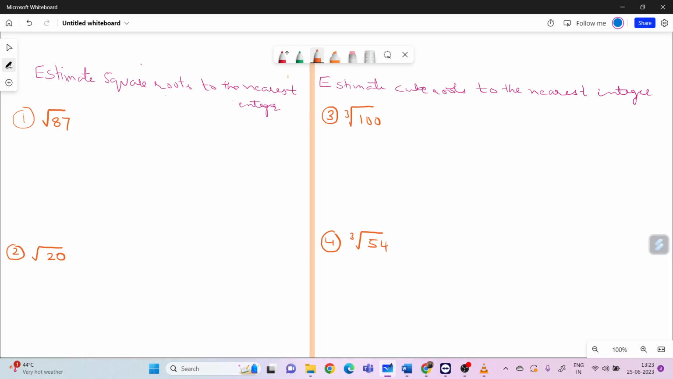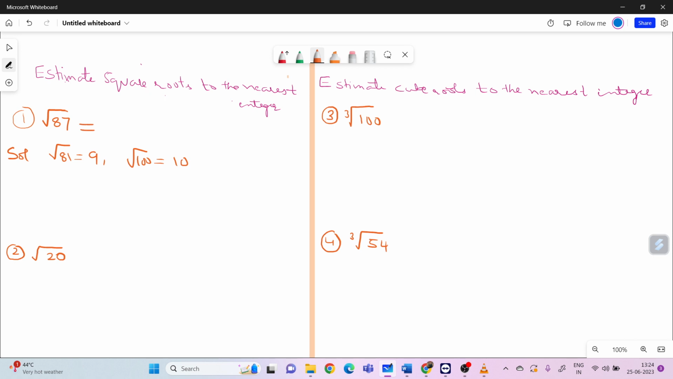Estimate square root to the nearest integers. This problem is a show your work problem. We have to show the steps. So for that, what we have to do is square root of 81. What is the square root of 81? 9, we know. Square root of 100 is 10, we know.